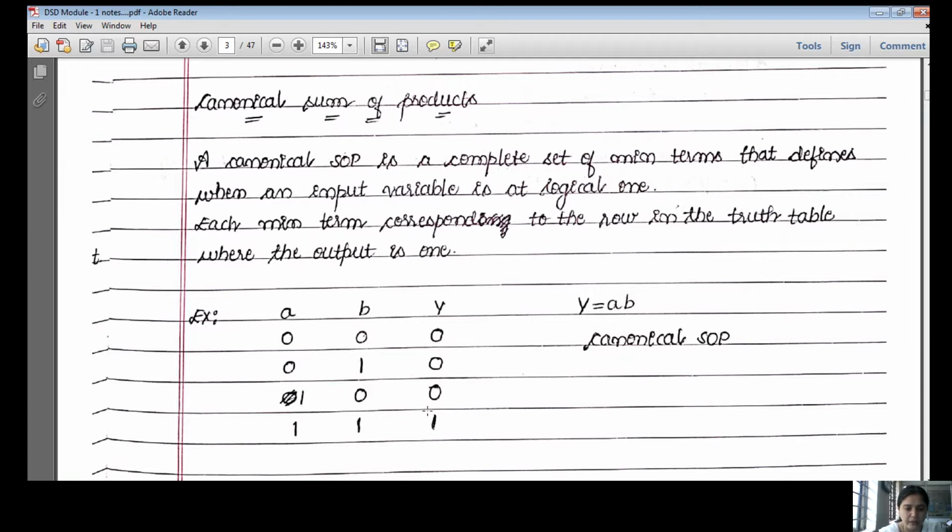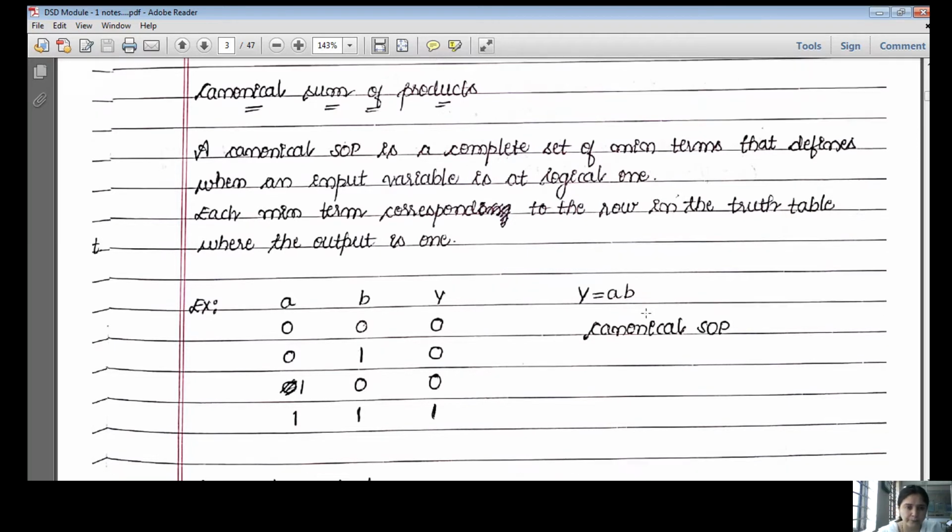Where the output is 1, it is at decimal 3, that is 1 1. The rows are decimal 0, 1, 2, 3. So Y is equal to AB. You have two input variables, and when we write the expression, we have AB with both variables. That means this is canonical SOP. If it was only B, then we would need to reduce it to canonical form. There are a few steps to do it to get the canonical sum of product.